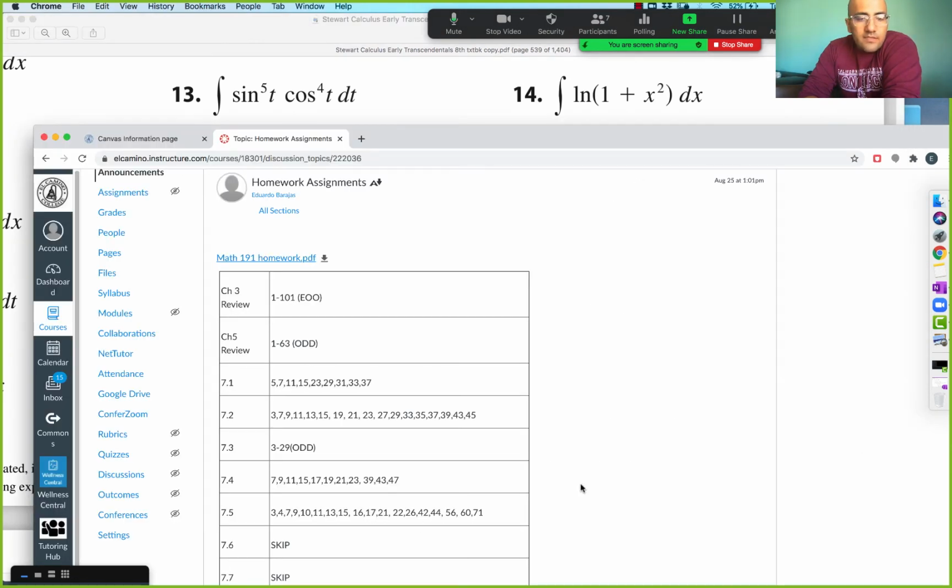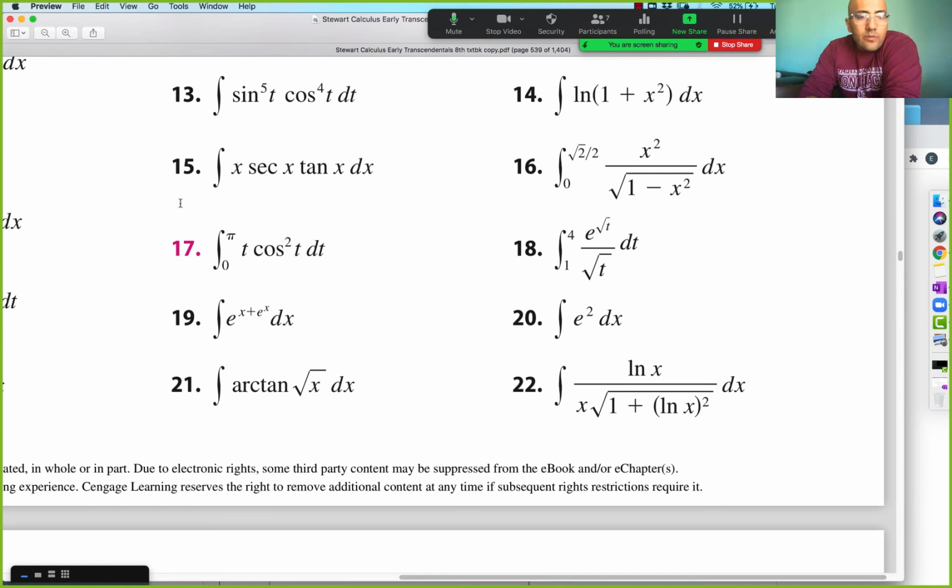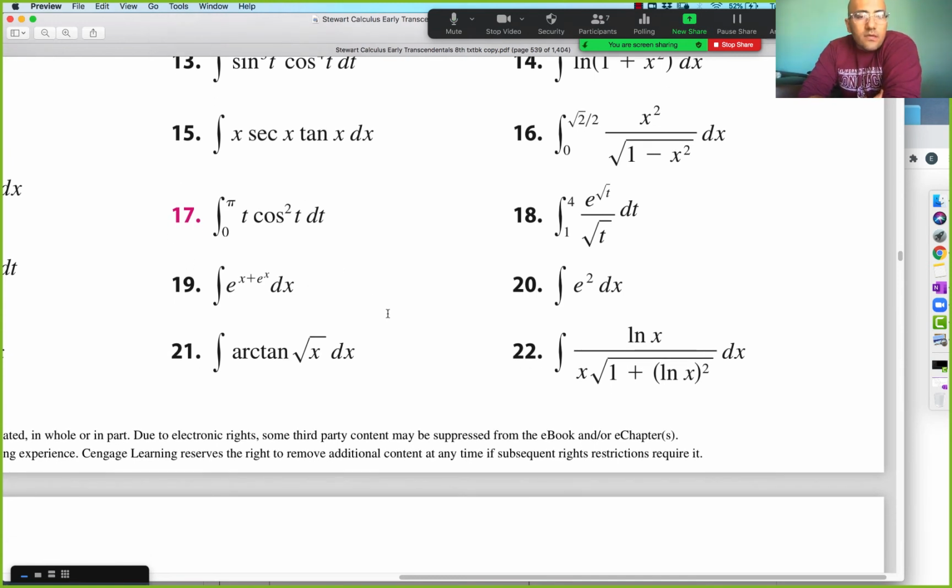What else did I assign? 17, 21. What about 17? Right off the bat, I'm thinking of this as a multiplication of two functions, right? I have t times cosine squared t, so that's my first thought. So maybe integration by parts would be useful. If I did that, the u could be a t, then that means that I would reduce the power of t. That's fun. But then something whose derivative is cosine squared, that might not be as fun.